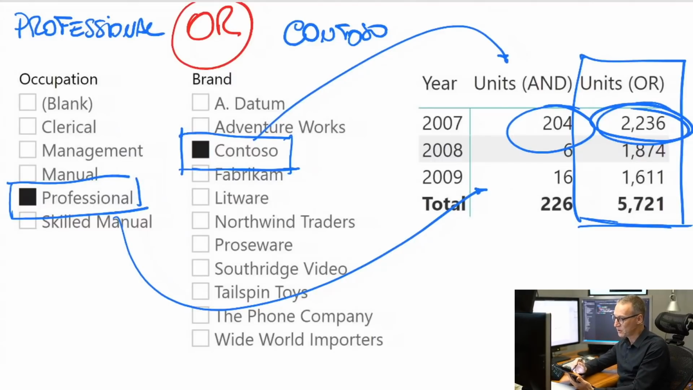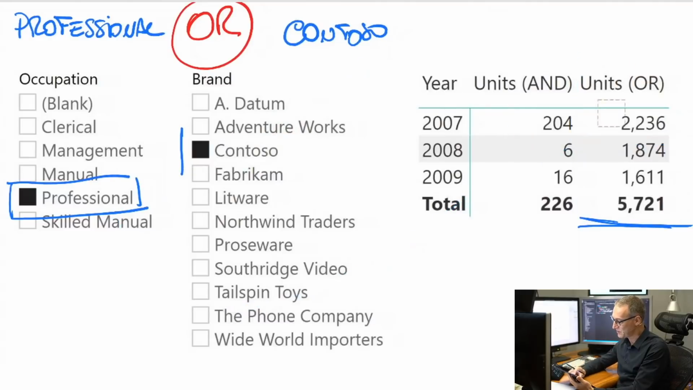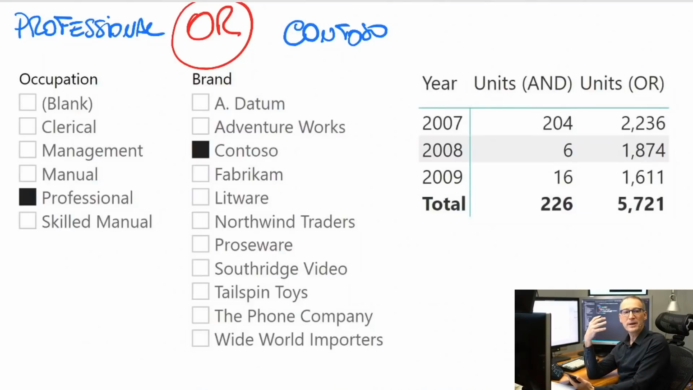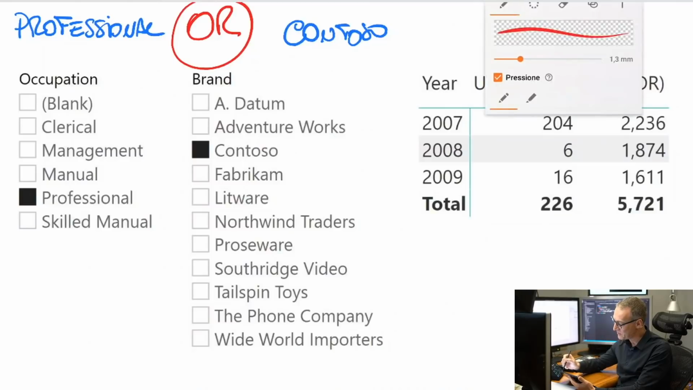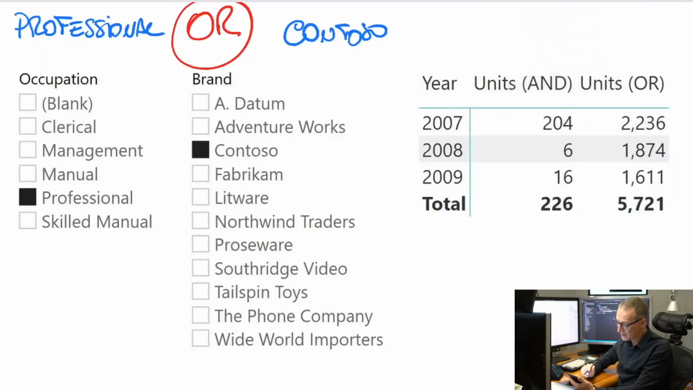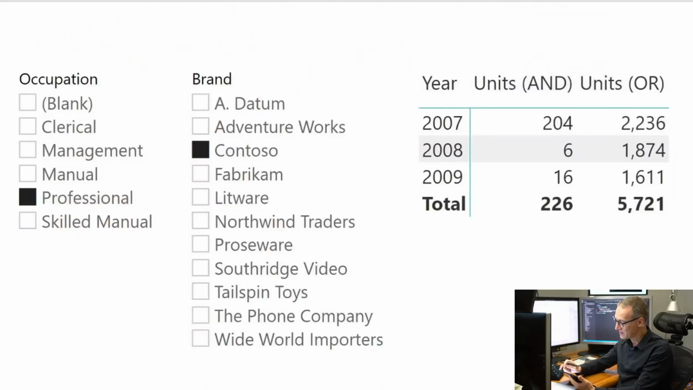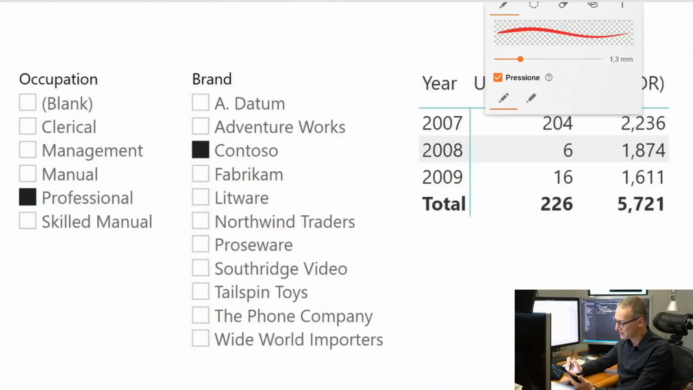Because what we want to obtain is professional OR Contoso. Let me clear some of this stuff. Now, how can I obtain a professional OR Contoso as a table, as a set, just using set functions? Well, actually, if you think about that, you can think the problem in a different way. When occupation is professional, let me clear everything. It's probably easier if we just write it down.